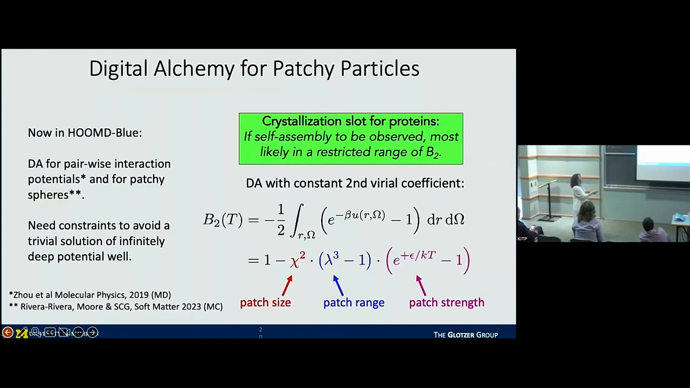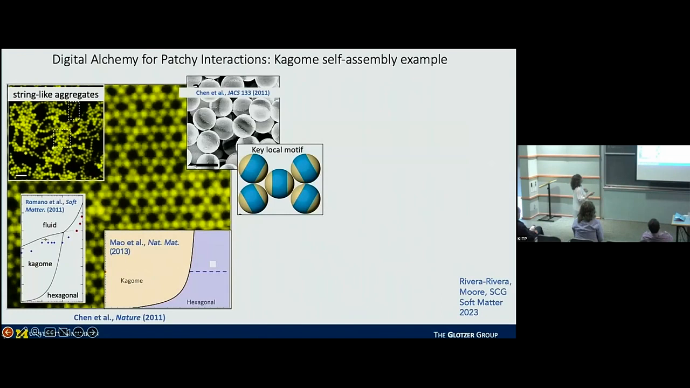So as a first test, they decided to see if they could design a patchy particle for this Kagome lattice that Sean made. There's been a lot of work on that. Xiaoming has looked at the phase diagram of that, and Francesco Sciortino's group has done a lot of work on it. So we know everything about this system now.